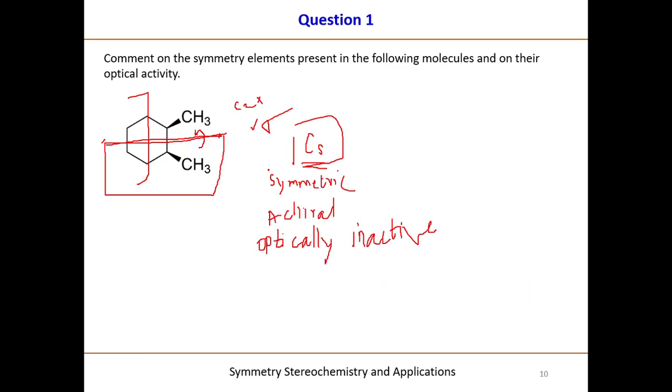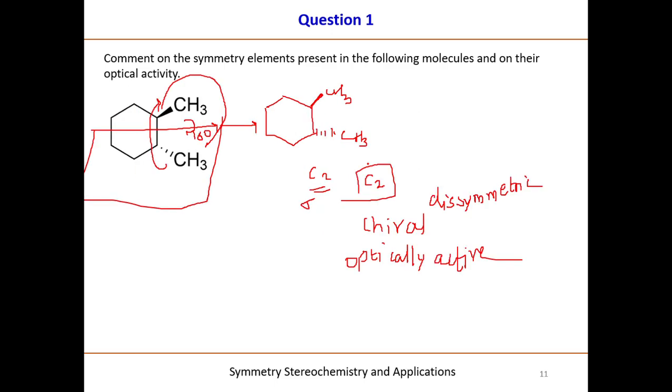So we have done the other example with cyclohexane. In this example, we have cis-1,2-dimethylcyclohexane, and we have observed that all the symmetry elements are absent except the plane of symmetry. Only the plane of symmetry was present. That's why it comes under the Cs point group, and the molecule is symmetric, achiral, and optically inactive.